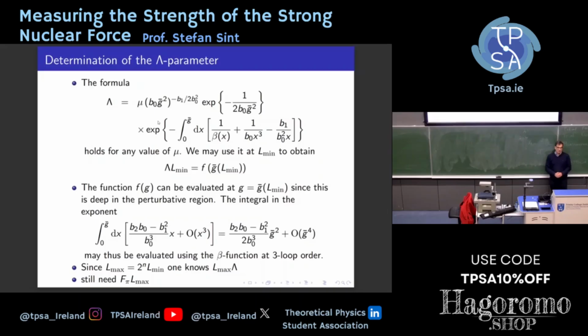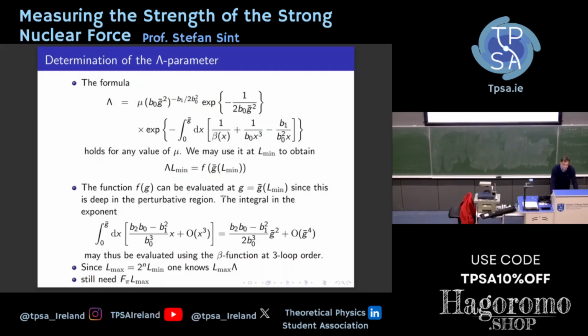And so you can evaluate it. If you evaluate at very large values of mu, then you can actually use perturbative information on the beta function and just evaluate this integral, because you integrate from infinite mu, which is 0 for asymptotic freedom. You have 0 coupling at infinite energy, to a perturbative regime where you can still use perturbation theory for the beta function. And so if L min is a perturbative scale, you can get lambda L min by computing this right-hand side at the scale set by the minimal box size.